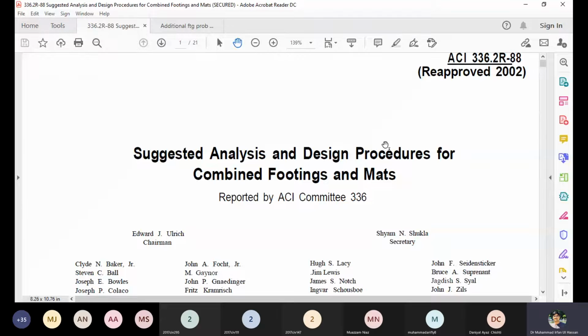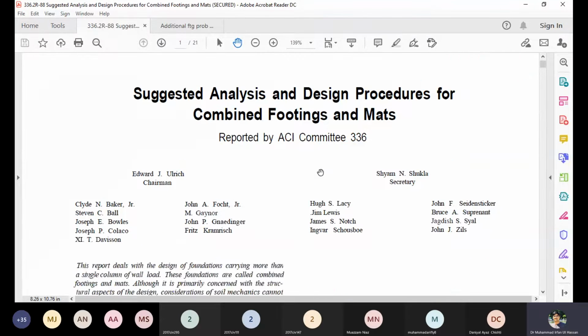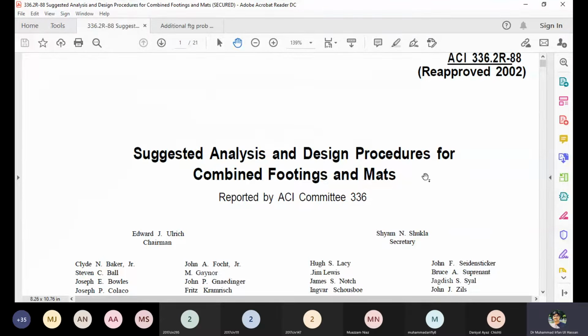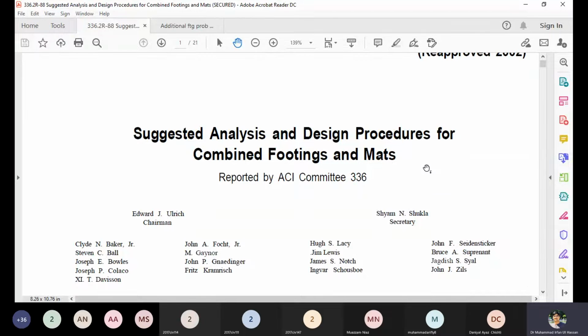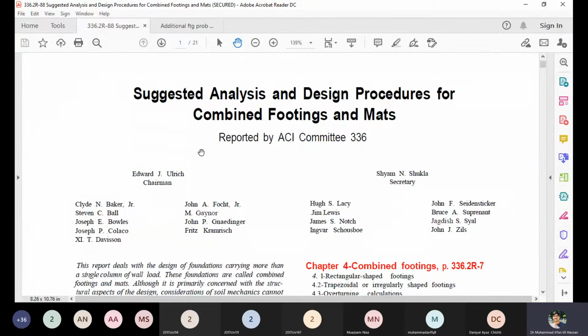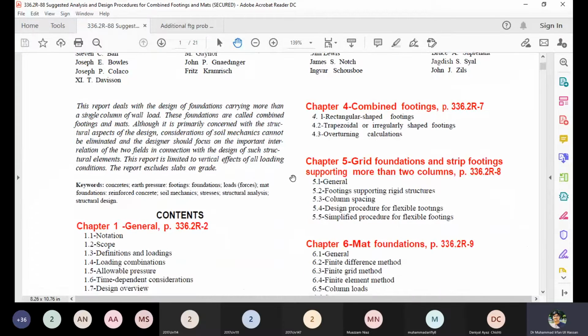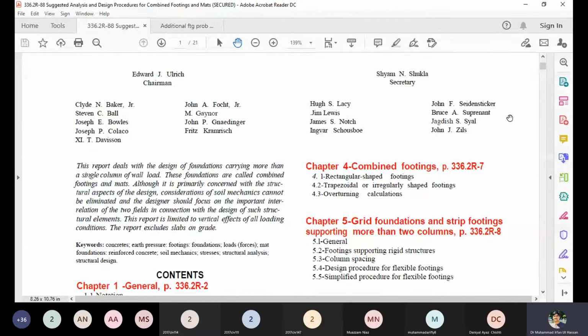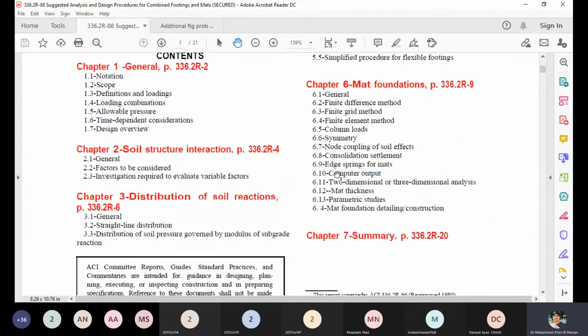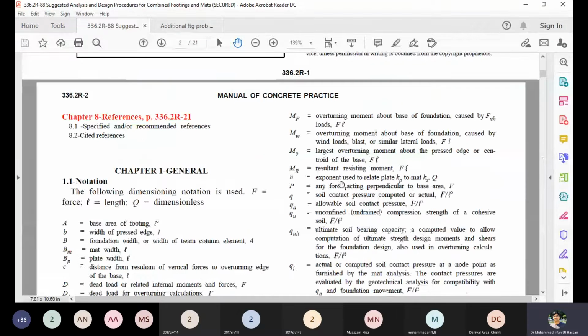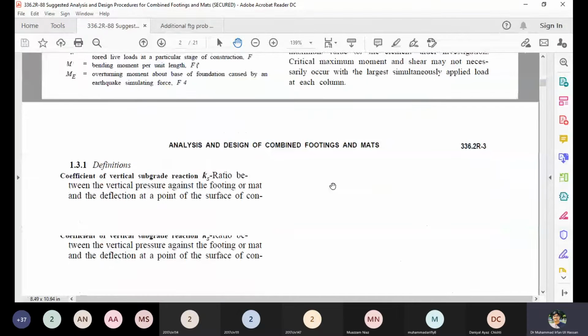So in the second part of the lecture now, there are some handouts I will explain, and some additional things I will explain here about the suggested analysis and design procedure for combined and mat footing that is reported by the ACI committee. The committee members are written here, and they have explained all the things that we have studied.